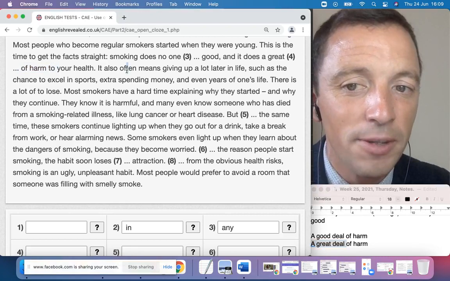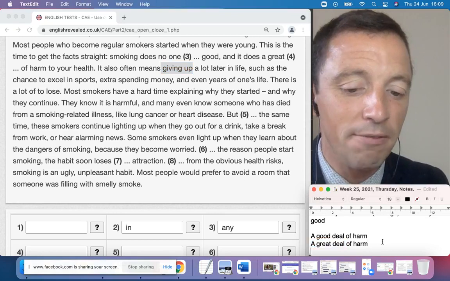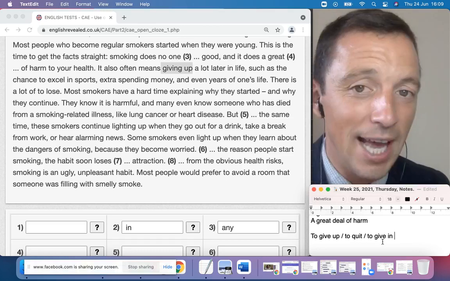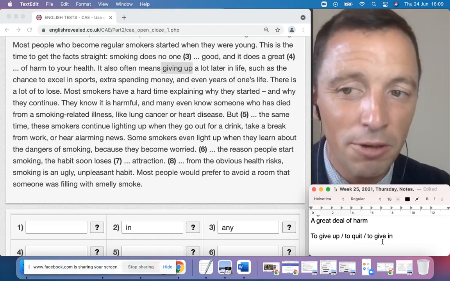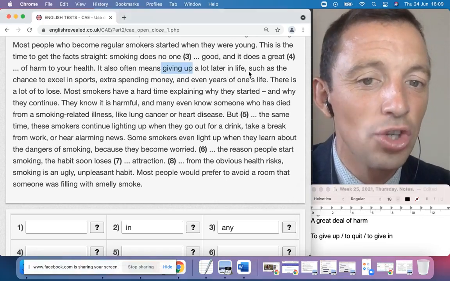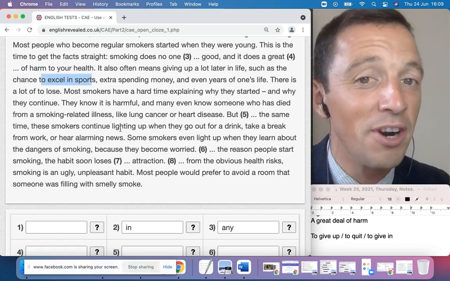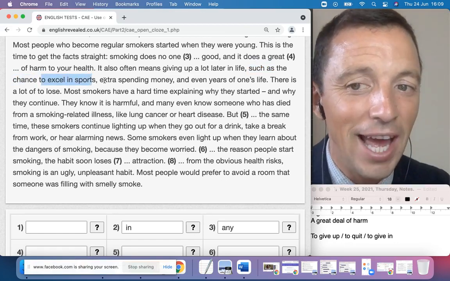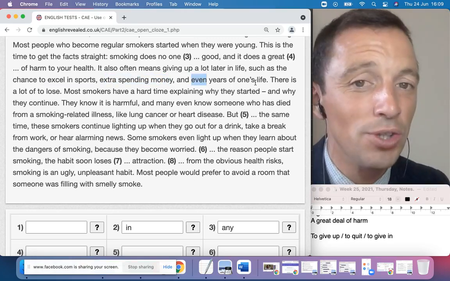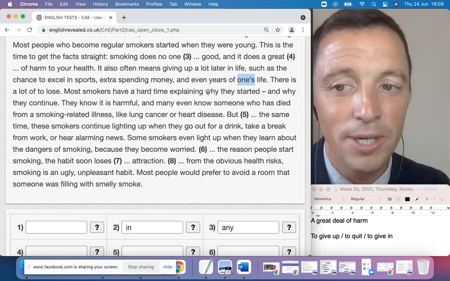It also often means giving up. Remember, the verb to give up is to quit. Or you can also say to give in, which is the same, to quit, to collapse. And here it means quitting a lot later in life, such as the chance, the opportunity to excel in sports, to be very good in sports, extra spending money, and even years of one's life. So you will lose a lot of your life maybe because you will have damage or harm because of the smoking.